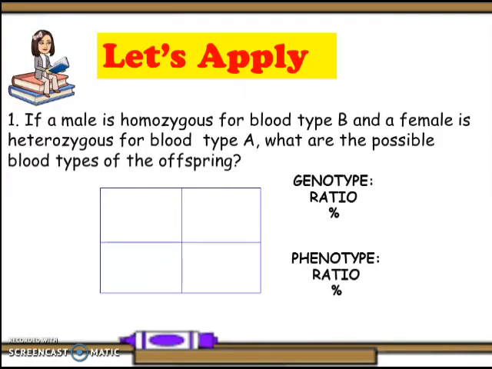Let's apply. To gain more understanding about multiple alleles, these activities are provided for you. Read and analyze them well so that you will arrive at the right answers. Again, there are 2 ways in writing the genotype of blood types. You may use either of the given genotypes in our discussion. Number 1, if a male is homozygous for blood type B and a female is heterozygous for blood type A, what are the possible blood types of the offspring?